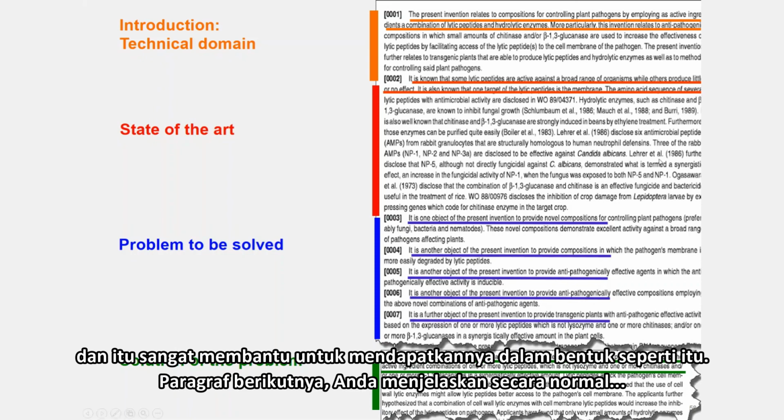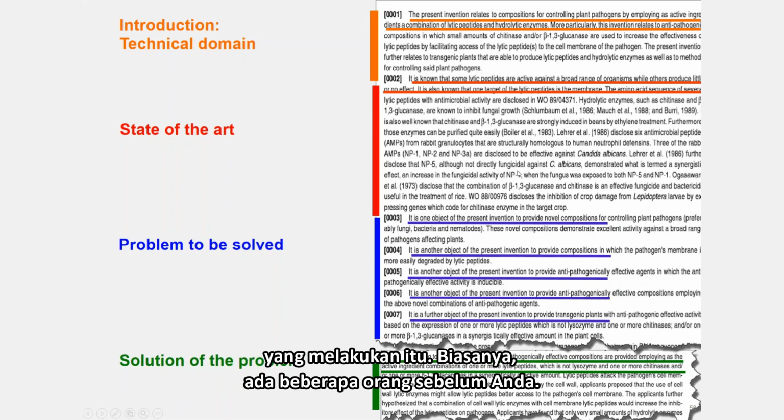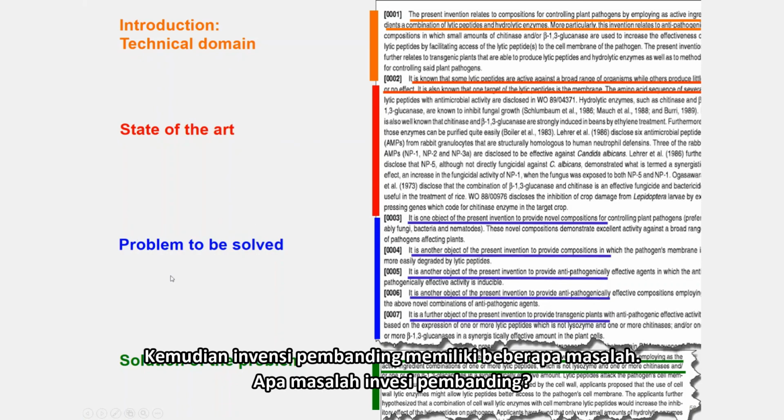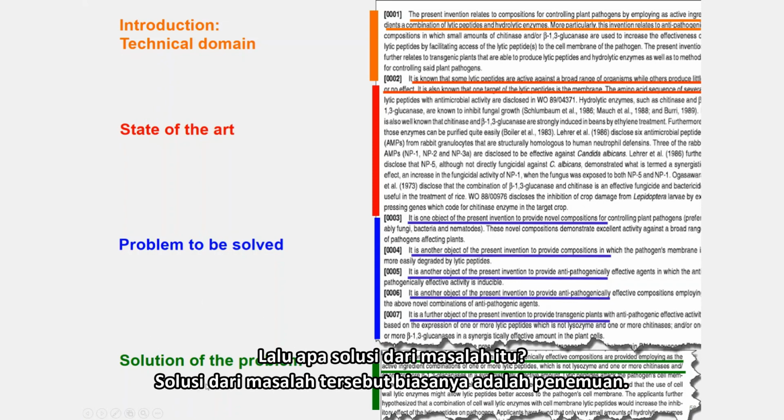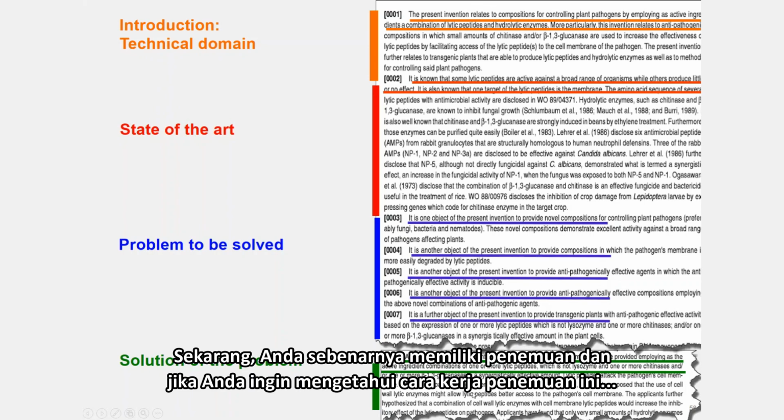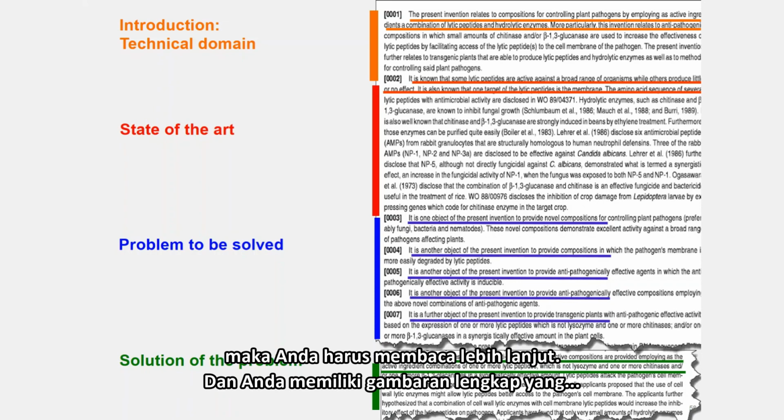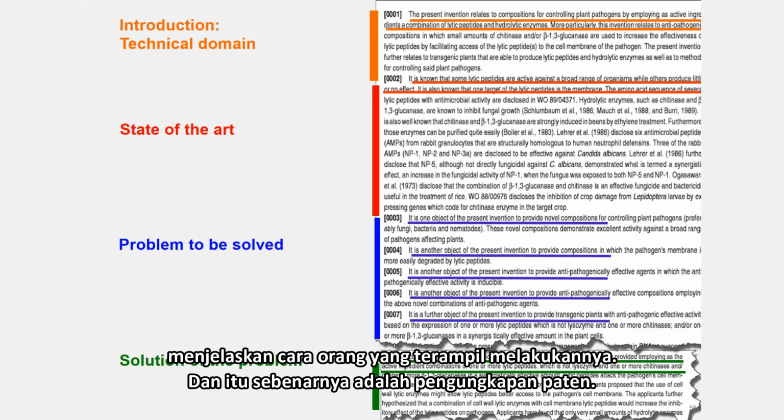Then in the next paragraph, you normally describe the state of the art. You're not the very first one doing that; normally there were some people before you. Then the state of the art had some problem. What is the problem of the state of the art? And then what is the solution to that problem? The solution being normally the invention. So now you have the invention, and if you want to know how this invention works, you have to read further. Then you have the complete description, which describes it in a manner that the person skilled in the art can do it, and that is in fact the disclosure of the patent.